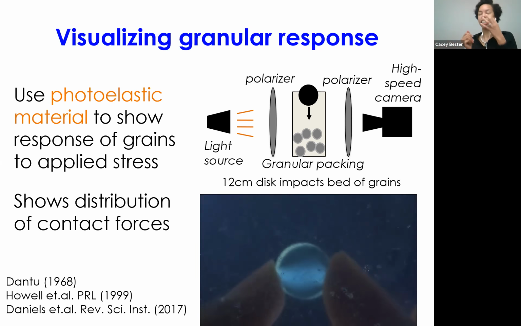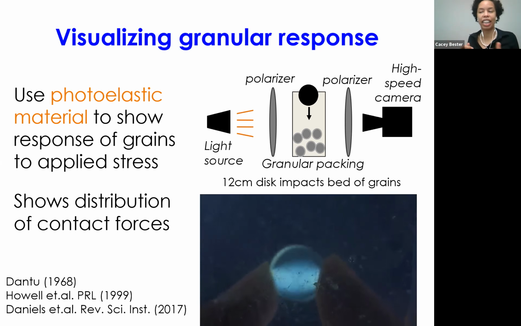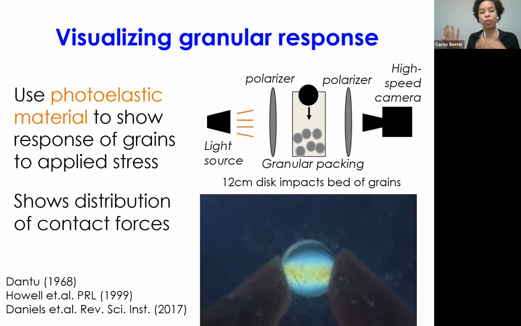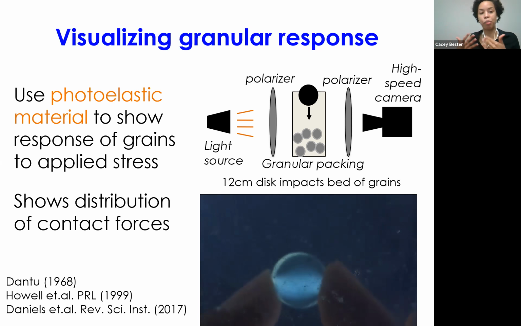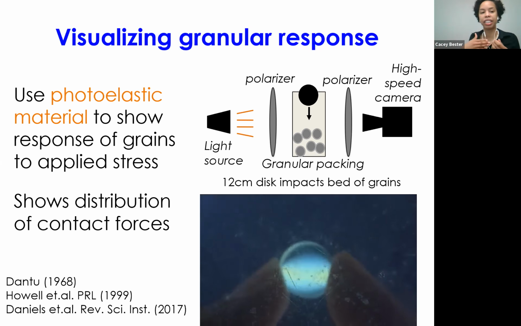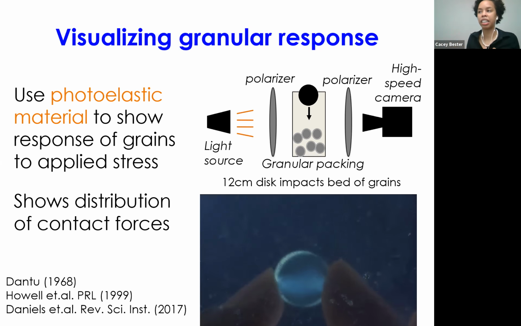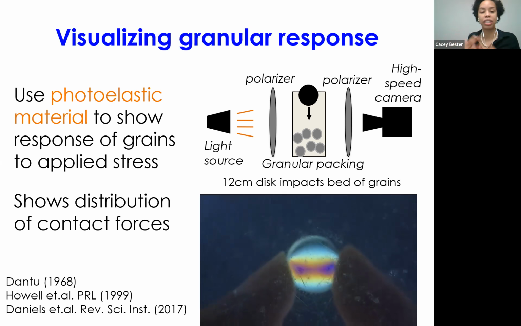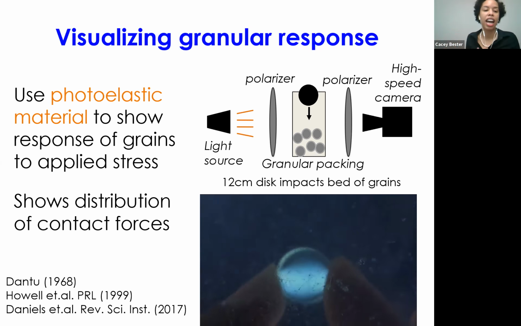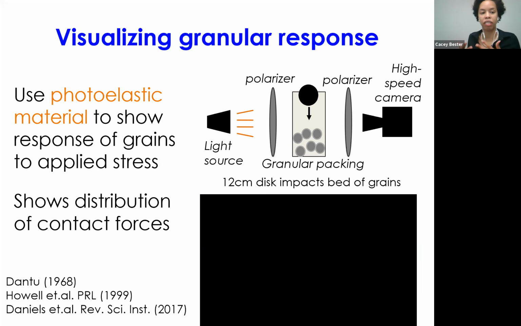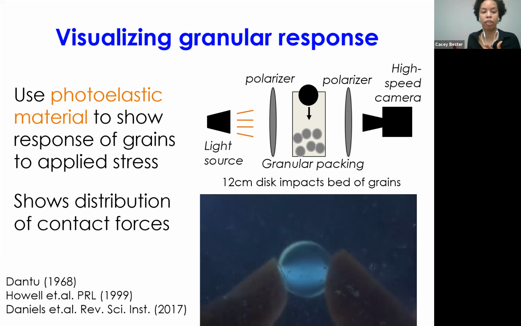Right. So the grains are placed in a kind of quasi 2D chamber between two plexiglass sheets in a vertical arrangement as a single layer of grains. And then our projectile is a disc instead of a sphere. We place this arrangement between two polarizers so that what we see is polarized light. And there's a rotation of the polarization of light depending on the level of birefringence that each individual grain experiences.